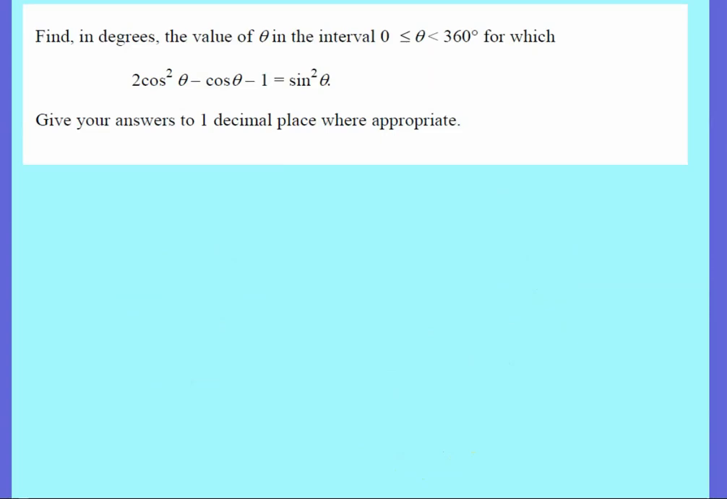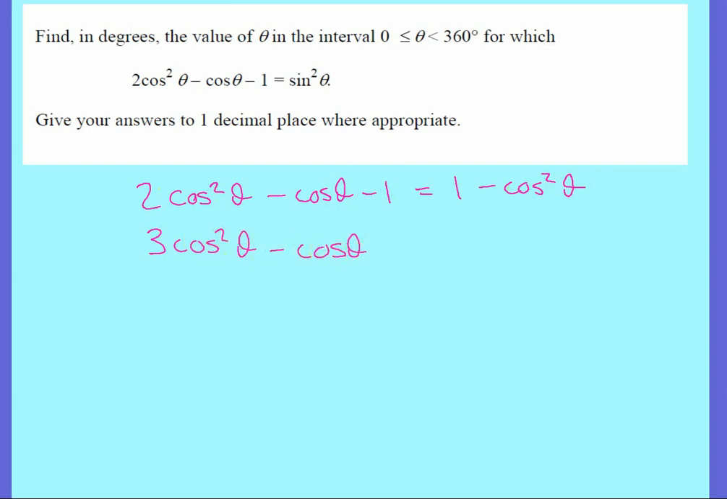Okay, I've got a couple more to show you. So a very similar looking one. So you can see we have a quadratic. We've got 2 cosine ratios. So let's make this a cosine. So we end up with 2 cos squared theta minus cos theta minus 1 is equal to 1 minus cos squared theta. Everything on this side this time. So 3 cos squared theta minus cos theta minus 2.